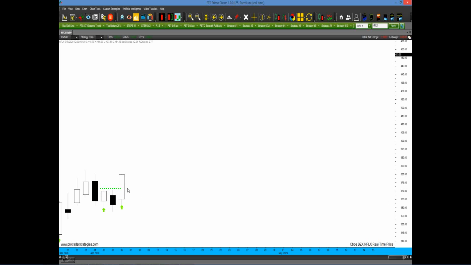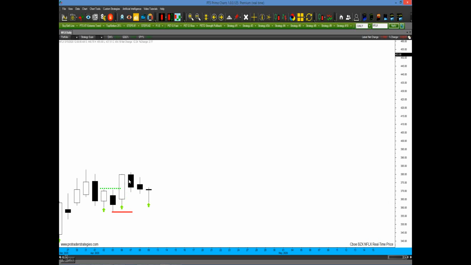Roughly about 375. Now, on the very next arrow that appears, which was right here, that's where we want to place our stop. So we're going to place our stop somewhere just below this, okay? Somewhere, maybe it can be 1 point, 2 points, 50 cents, it's up to you, but it needs to be below this bar. So every time we see an arrow appear, we will place a stop below it.